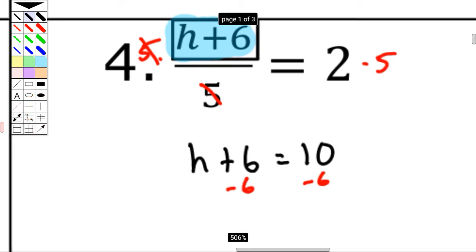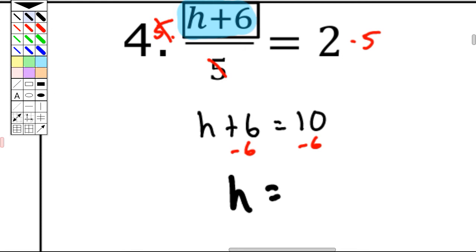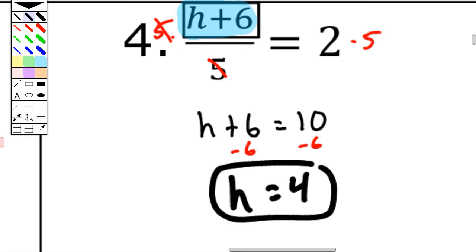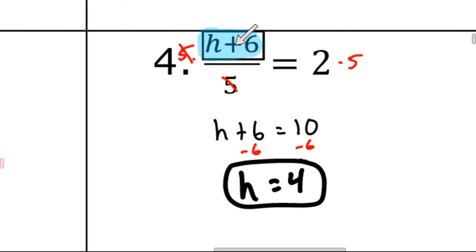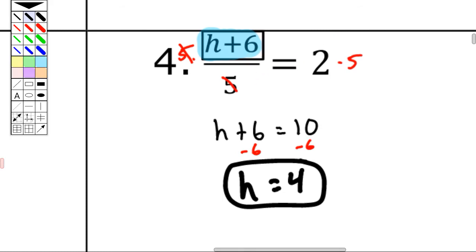So final answer, I'm getting h is equal to 4. Go back, check it out. 4 plus 6 is 10. 10 divided by 5 is indeed a 2.